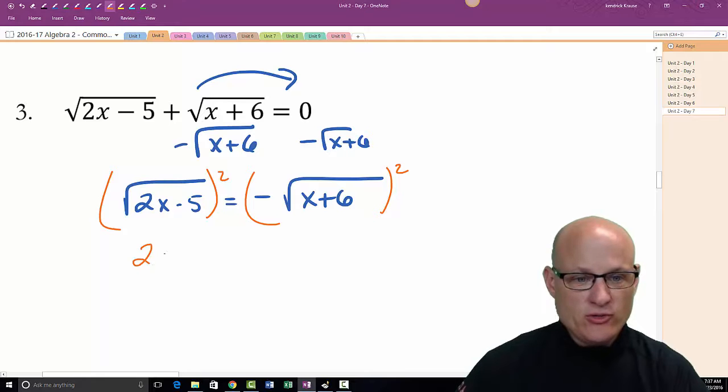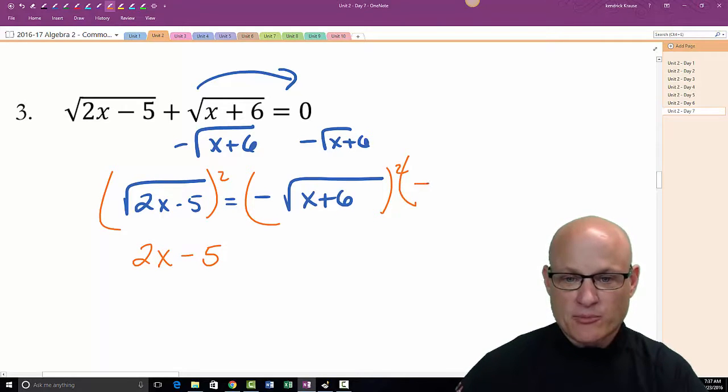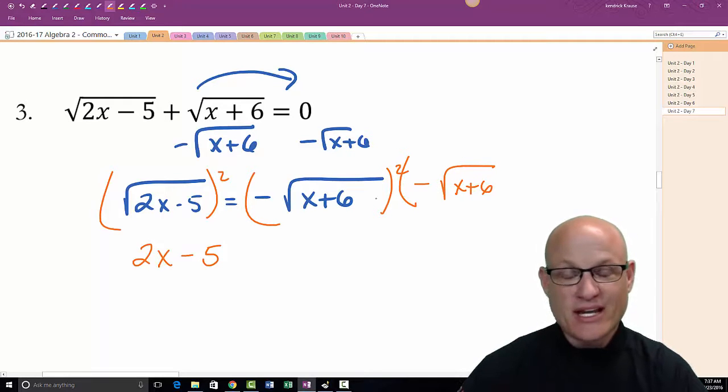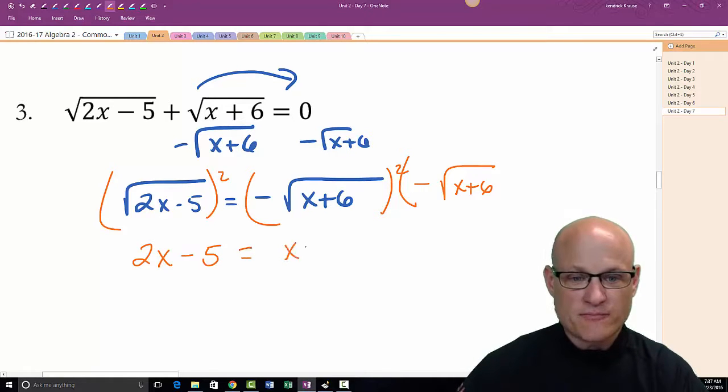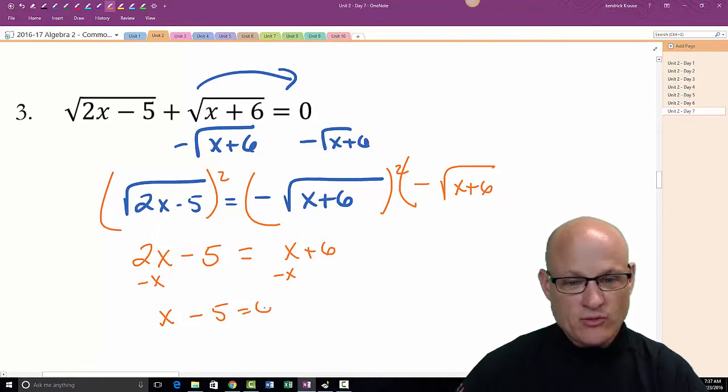So this gives me 2x minus 5 equals. Now remember, it's really like multiplying this thing times itself. The negative times negative makes positive, because when you square anything, it's positive, and you just end up with x plus 6. Minus x, minus x, I get x minus 5 equals 6. Bring the 5 over, I get x equals 11.